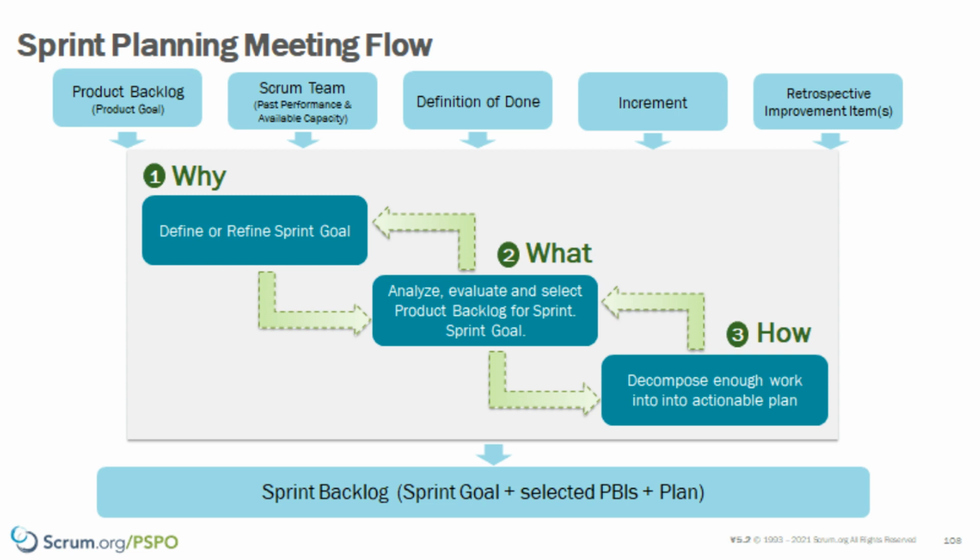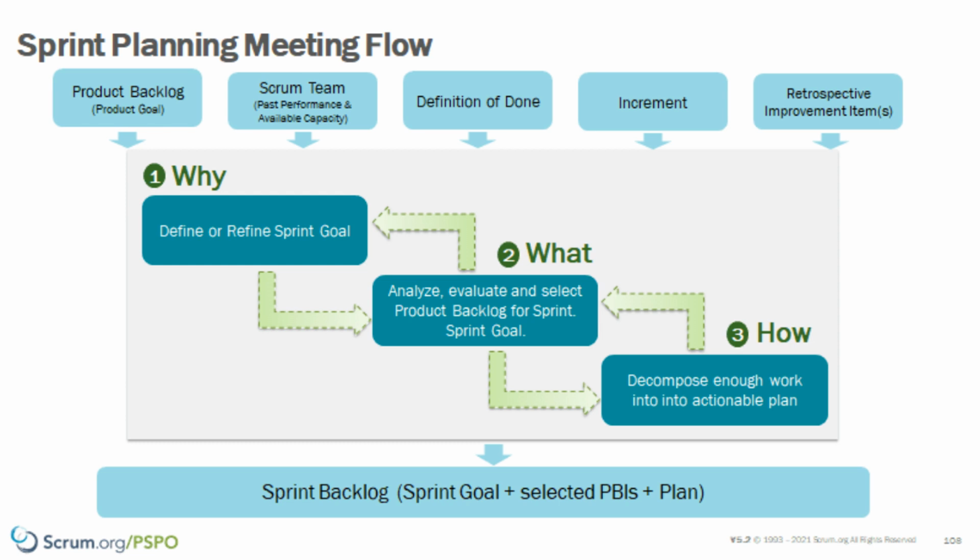We're going to define or refine a sprint goal. That is the why of the sprint. That is the objective we're trying to achieve. It is the impact we're trying to have on the world or for our customers. Then we're going to think about the what. We're going to analyze, evaluate, and select product backlog items that can help us achieve that sprint goal. And then we're going to figure out the how. We're going to decompose enough work into an actionable plan that will allow us to hopefully achieve our sprint goal. So the outcome of this event from a professional Scrum setting is a sprint backlog, which is composed of a sprint goal, the selected product backlog items, and an initial plan to help us get started.